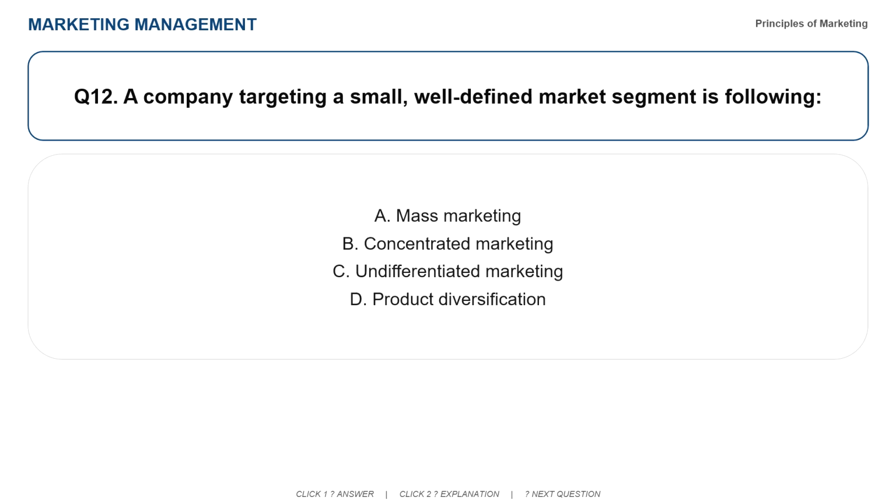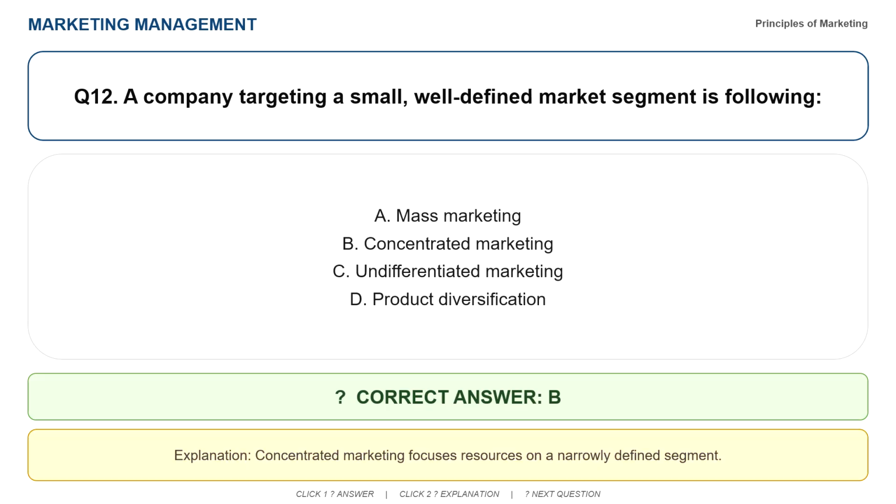Question 12. A company targeting a small, well-defined market segment is following: Option A, mass marketing. Option B, concentrated marketing. Option C, undifferentiated marketing. Option D, product diversification. The correct answer is B. Explanation. Concentrated marketing focuses resources on a narrowly defined segment.